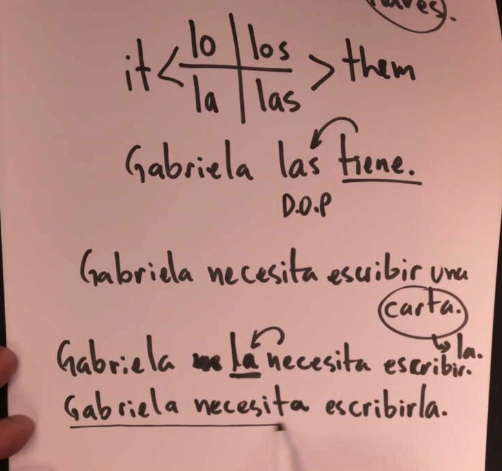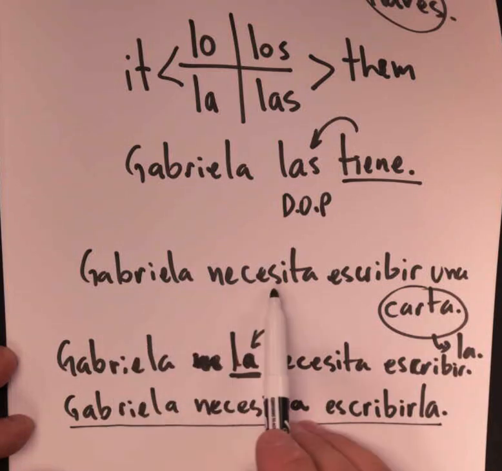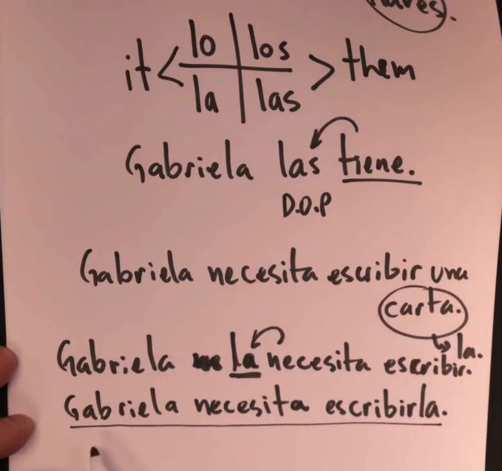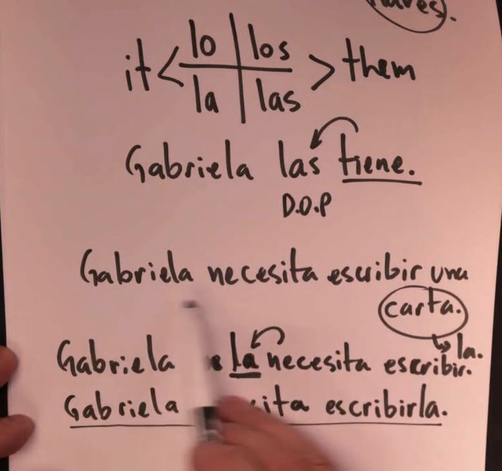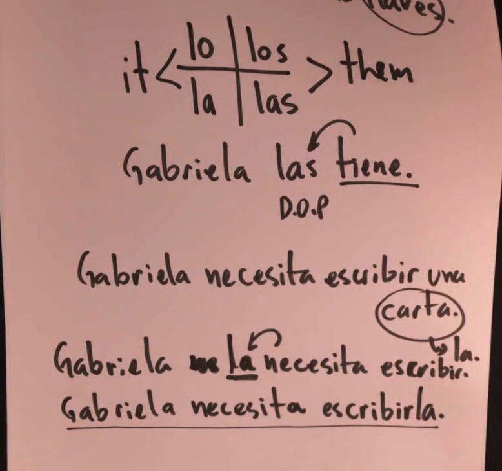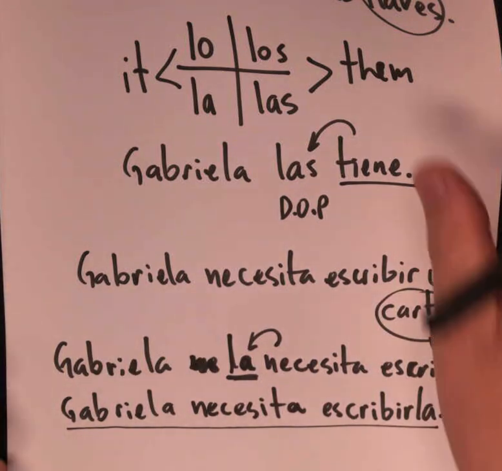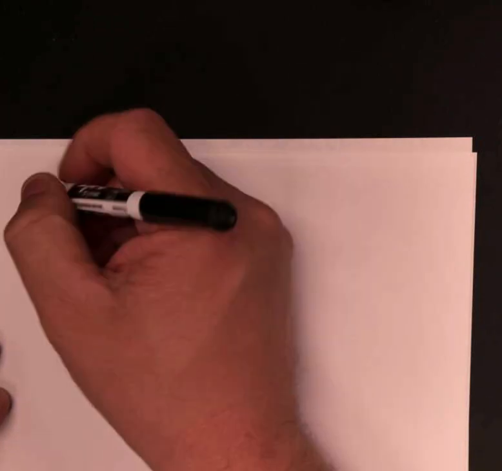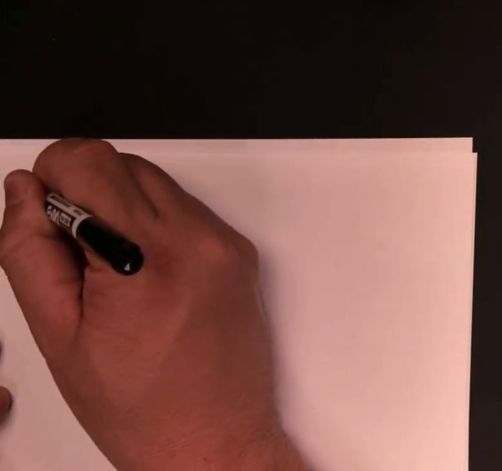And when we speak Espanol, we tend to use this more often because, as you can see, Gabriela necesita escribir una carta, or Gabriela necesita escribirla. In 3 words, I'm saying the same as I'm saying here, more words. Ways to speak less. That's why we use pronouns. Okay? All right. So another case is going to be like this.